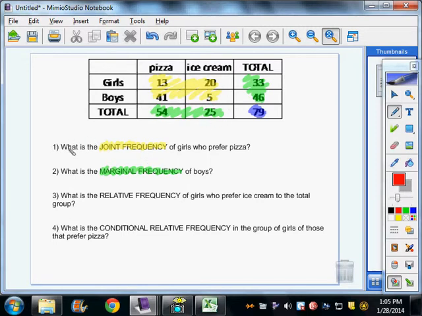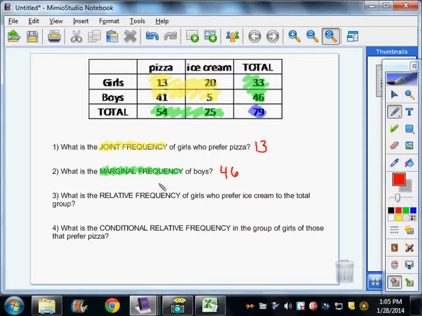So the first question says, what is the joint frequency of girls who prefer pizza? And that is simply going to be 13. What is the marginal frequency of boys? There are 46 boys.